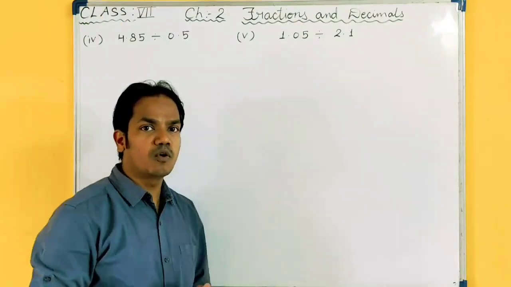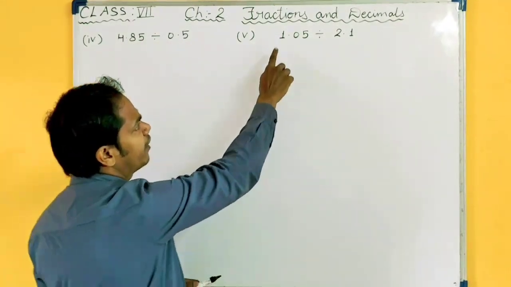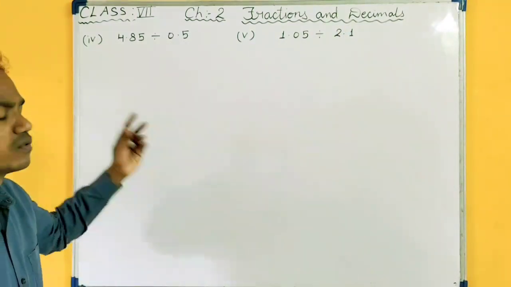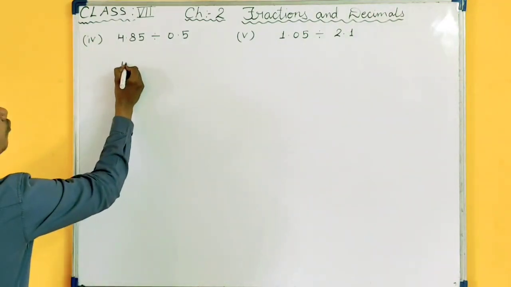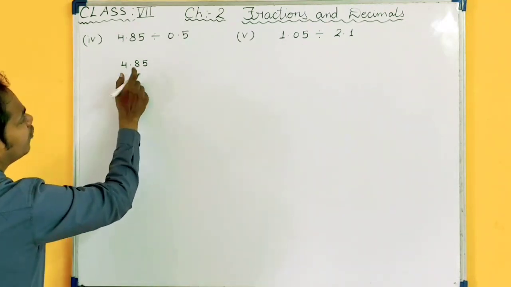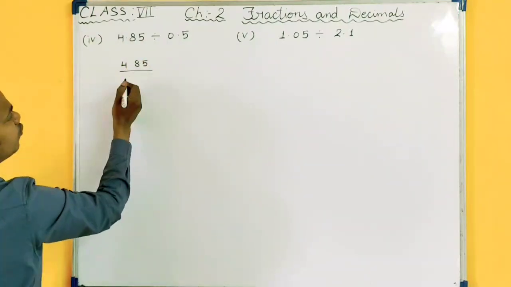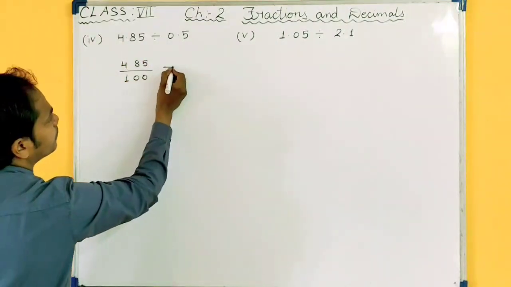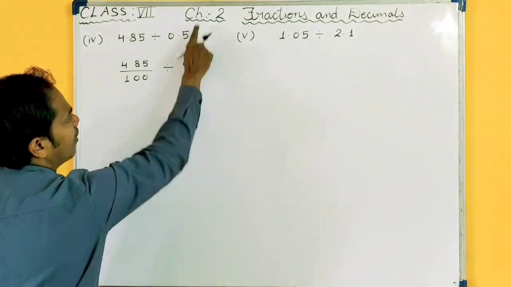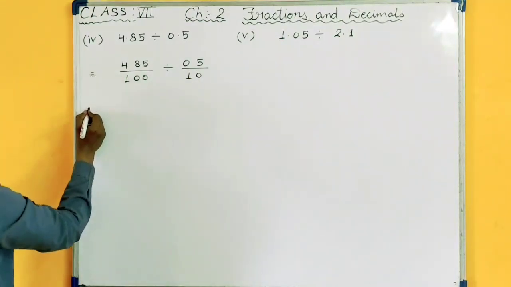Okay students. Now two more questions I will explain. 4.85 divided by 0.5 and 1.05 divided by 2.1. See here you are not dividing by 10, 100 or 1000. How will you solve this? 4.85. When you remove this point, what will you get? After the point two values are there, so you can put 100 here, divided by 0.5. And when you remove this point, after the point a single value is there, so you will write 10. Okay, this is the first step.